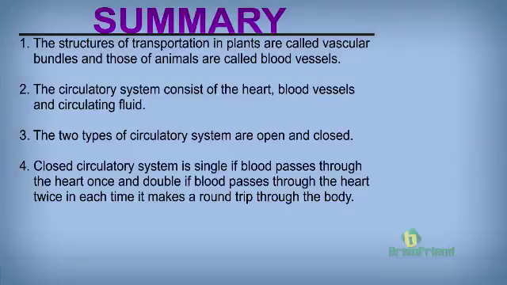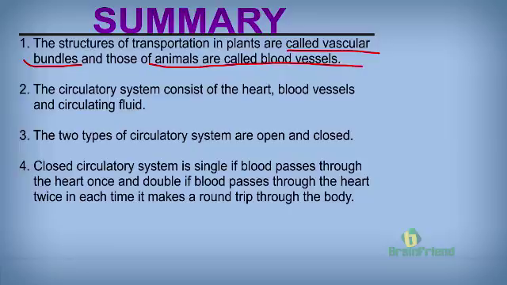At this point of our lesson, I'd like us to do a quick summary of all we've learned in this lesson. First, we said the structures of transport in plants are called vascular bundles. It is the xylem and phloem tissues. And those of animals are called blood vessels. That is arteries, veins, and capillaries.